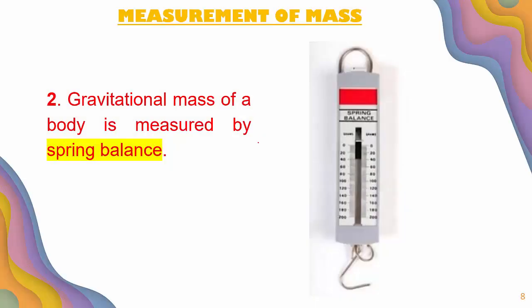Similarly, gravitational mass of a body is measured by spring balance. Here there is a spring. To this hook or hanger, we are going to add the weights so that the spring will be extended. Then we can take down the readings. So using this spring balance we can easily find gravitational mass of a body. Inertial mass is measured by inertial balance. Gravitational mass is measured by spring balance.